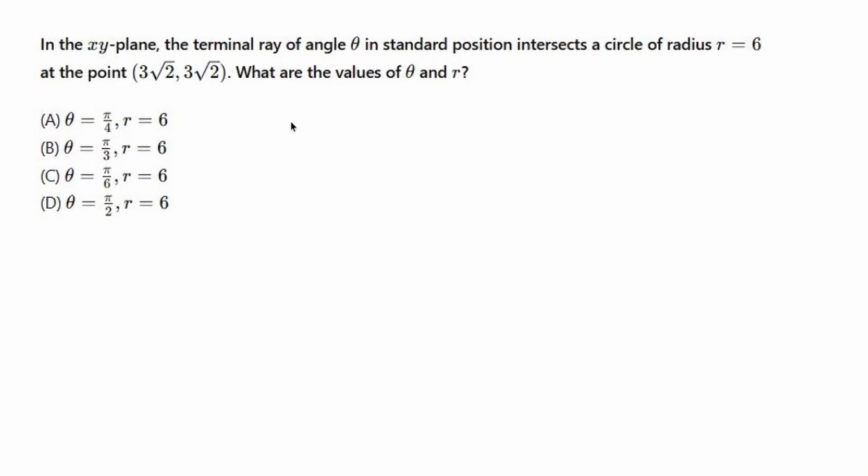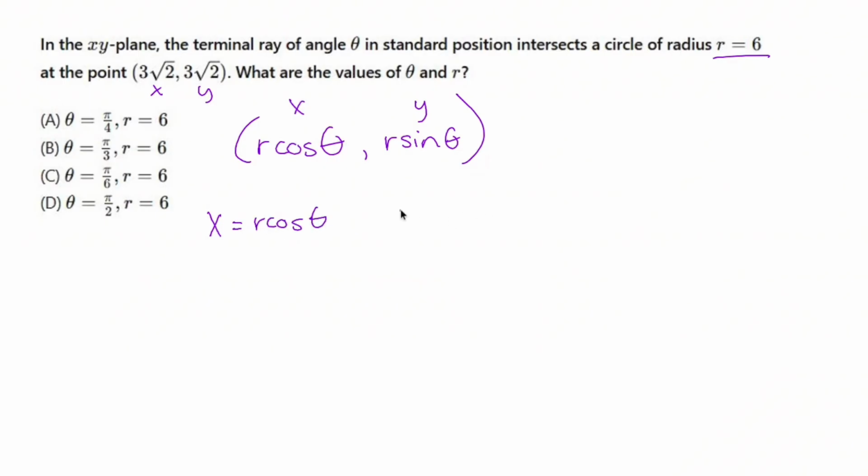Well, what I know is that if I have a point, my point is going to be in the form r cos theta for x, so the radius times the cosine of my angle. And my y value is going to be r sine theta. I know in this case that r is 6. I also know that x is 3 root 2, and 3 root 2 is also y. So instead of setting up x equals r cos theta and y equals r sine theta as a pair, I'm going to set up two equations.